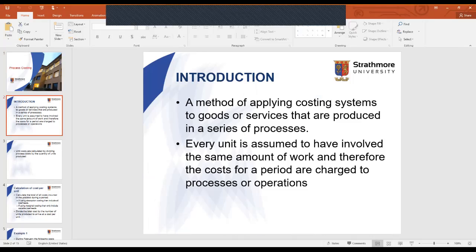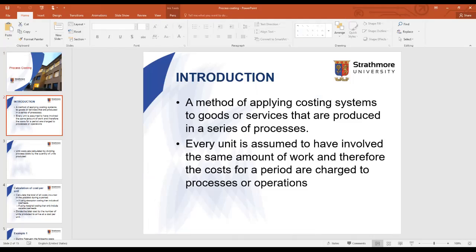So process costing is a method of applying a cost system to goods or services that are produced in a series of processes. You want to get the cost of the commodity, the cost of goods, where these goods are being produced in a series of steps: step one, step two, step three. That's how we determine the cost of goods in each process. The production is taking place in stages, in steps.